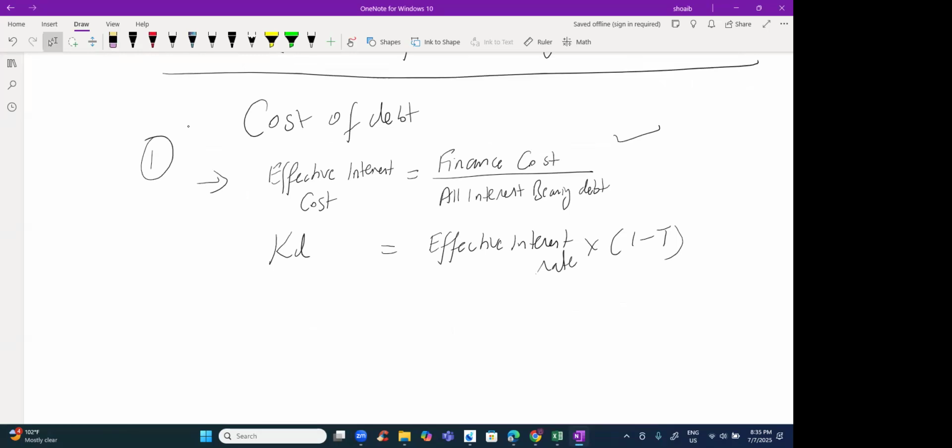This is one approach. Or another approach: you are reading the financial statement. You know that the company has taken a loan at KIBOR plus 2% spread or LIBOR plus 4% spread. Calculate the interest cost and take its after tax value. This is also one approach.